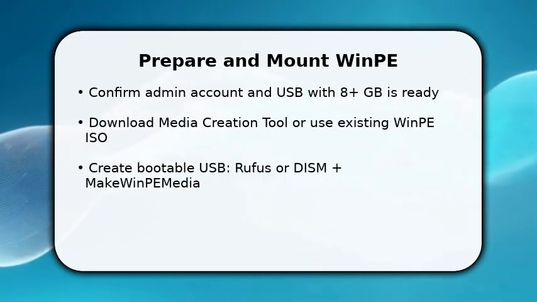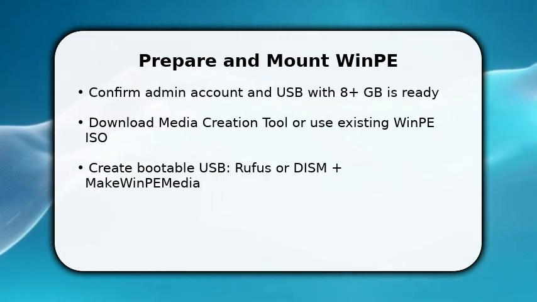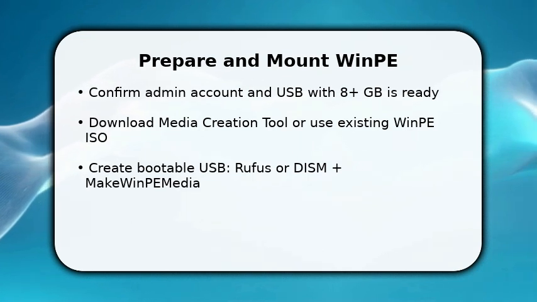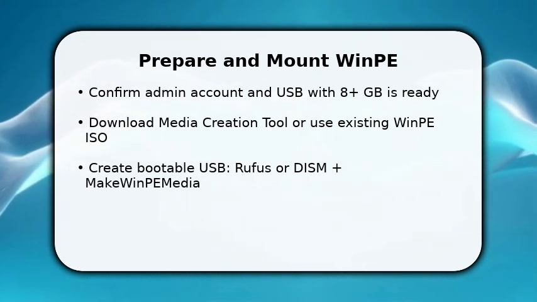Make sure to copy winre.wim if present, and note the target drive letter for Windows. This sets up the environment you'll use to rebuild or point Windows to a valid recovery image.